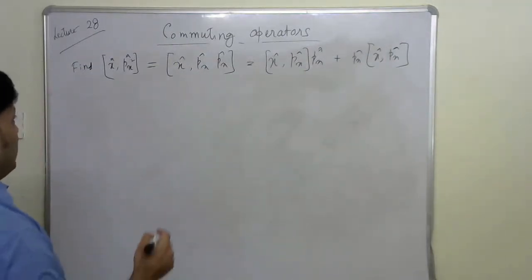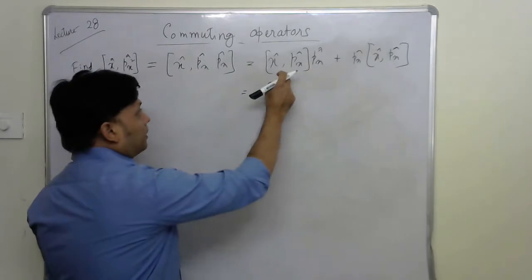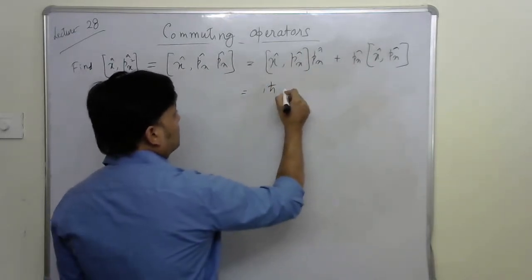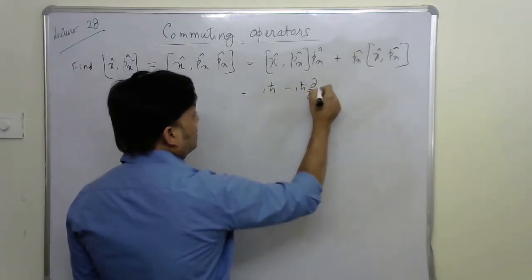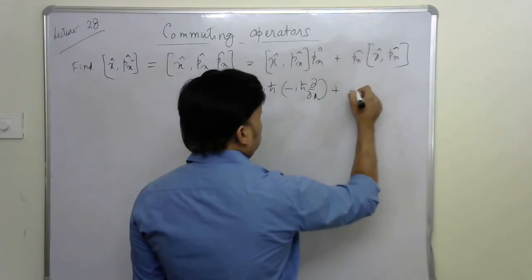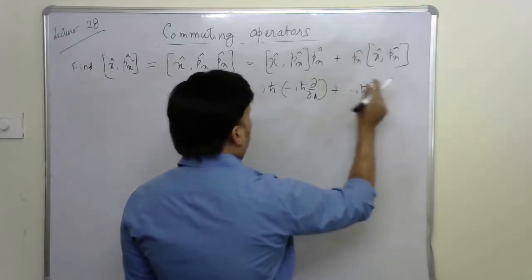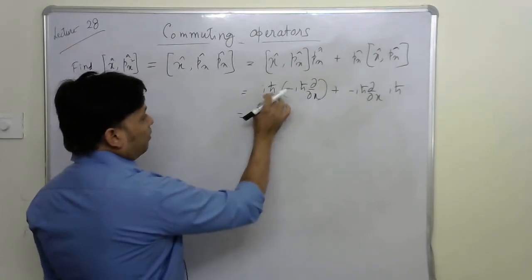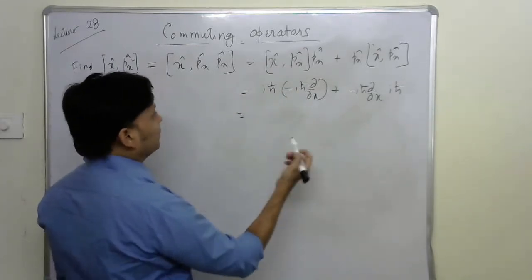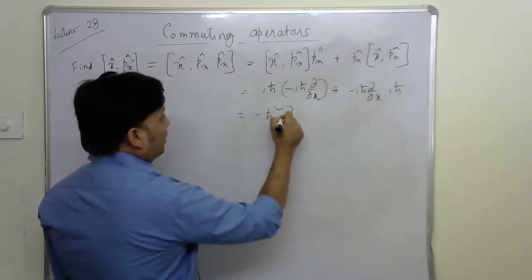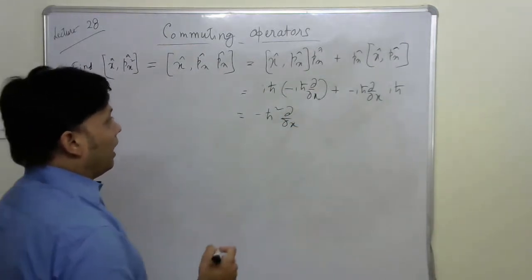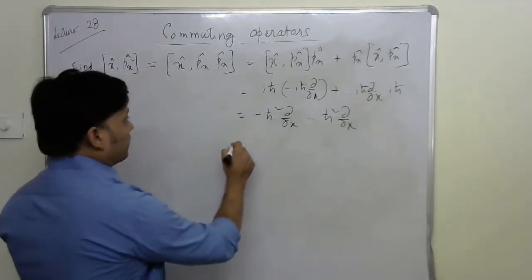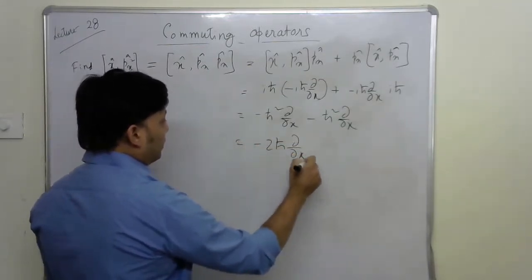All right, and then we can further expand it. So [x, px], we have already found out that this is iħ. So we can write iħ, and px is minus iħ ∂/∂x, all right, plus once again minus iħ ∂/∂x for px, and [x, px] is once again iħ. So that gives me i multiplied by minus i, that is minus i squared, this is minus 1, ħ squared, so minus ħ² ∂/∂x, and once again here minus ħ² ∂/∂x, and it gives me minus 2ħ² ∂/∂x.